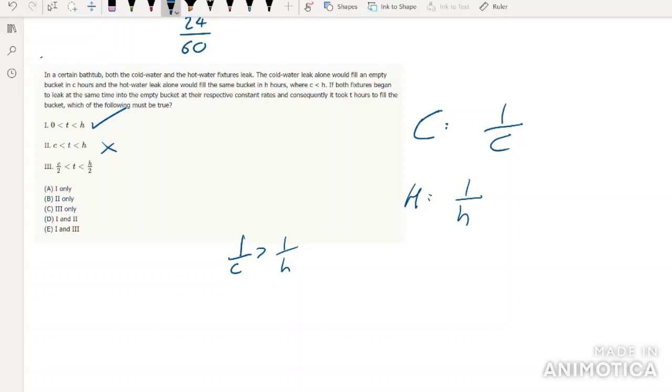And if it was 2 cold water taps, it would take C/2 hours. And if it was 2 hot water taps, it would take H/2 hours. But we've got somewhere in between the two because we've got sort of better than 2 hot waters, but worse than 2 cold waters. So this one must also be true. And so there's our answer, E.